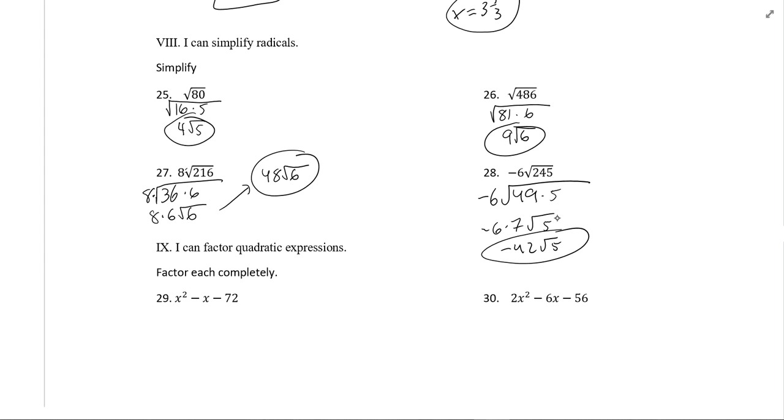Okay, so how'd you do? 49 was our biggest perfect square factor. So remember, there's an implied multiplication sign. So negative 6 times 7 rad 5 gives us negative 42 rad 5. All right, let's look at topic number 9.